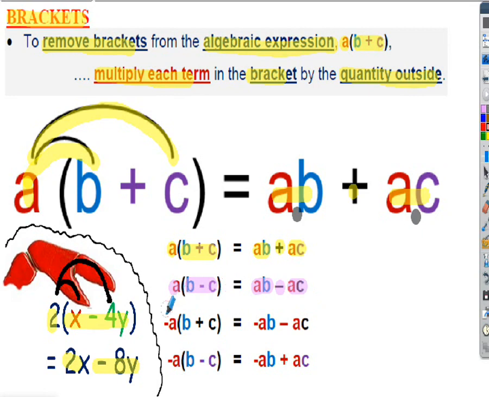Taking the next illustration, we have negative a outside the bracket and b plus c inside the bracket. So again, multiplying the outside term by the inside terms, we get negative a multiplied by b, and then we get negative a multiplied by c. Again, be careful of the signs. And finally, we have a negative a outside the bracket, but we have b minus c inside the bracket. So again, expanding, we get negative a multiplied by b, and we add to this a multiplied by c. Just be careful there, we have a negative a here multiplied by a negative c here, and that gives us a positive ac shown here.